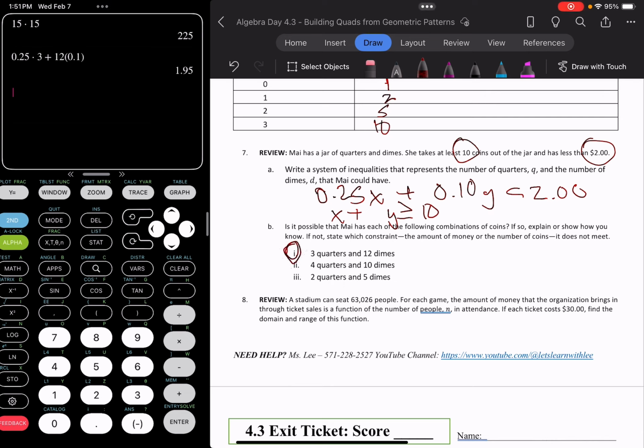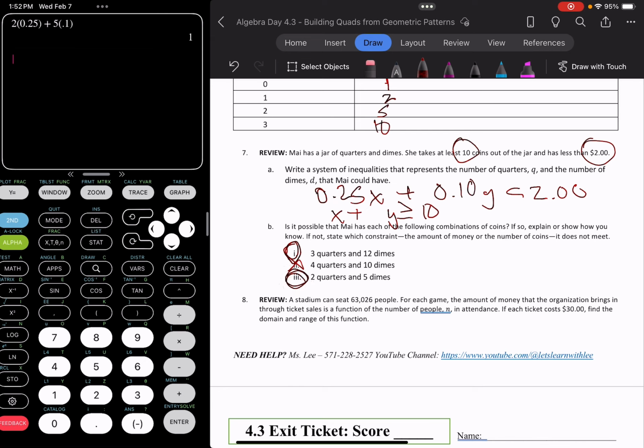Okay, let's try 4 quarters. 4 times 0.25 plus 10 times 0.1, you might recognize as $1 already. That is exactly 2, so no, because it says less than 2. And let's try the last one. 2 times 0.25, sorry, I calculated that: 2 times 0.25 is 50 cents, plus 5 times 0.1, which is 50 cents. That is less than 2, so this one would work.